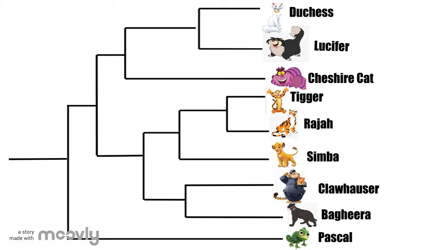As you probably guessed, Pascal is the outgroup. You can see this by looking at the tree and seeing that he diverges very early from the rest of the tree. He is also phenotypically very different from the rest of the organisms being looked at, as he is a chameleon and not a cat.